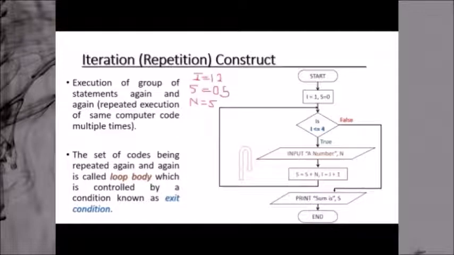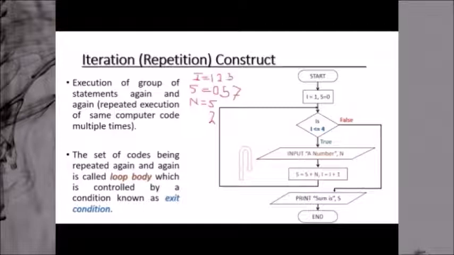So when you move here, you come to this particular place, and this is what? Again a condition. What is I now? I is 2. Is 2 less than equal to 4? Yes, true. Again enter a number. Say I enter number 2. N is equal to 2. So s is equal to s plus 2, 5 plus 2, that is 7. And I is equal to I plus 1, that is 3.